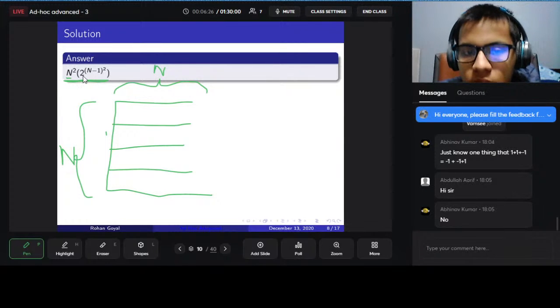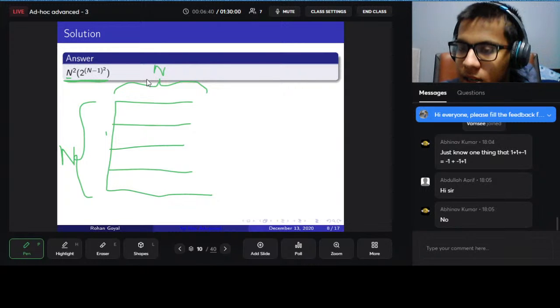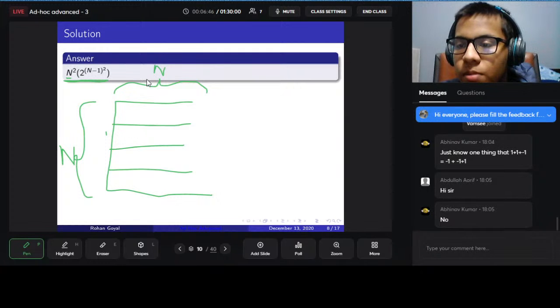Now, this is 2 to the (n minus 1) whole square. So that seems to suggest that if we fill some (n minus 1) whole square cells arbitrarily, we would have a fixed grid. It seems to suggest that. It doesn't necessarily imply it, but it seems to suggest it. So let's go by that logic now. Let's think in that way.